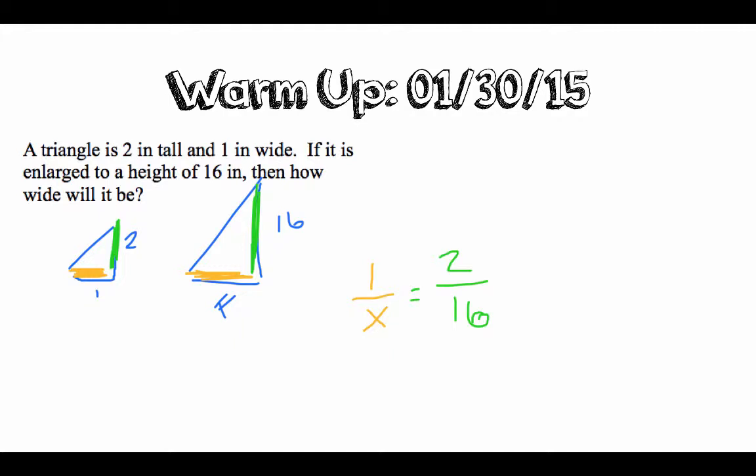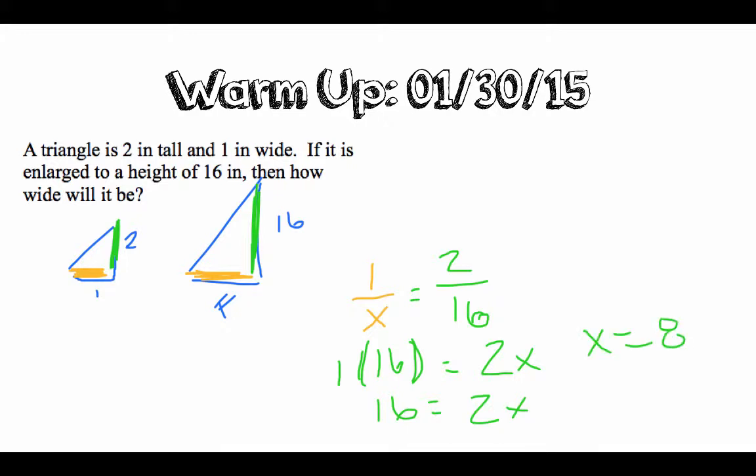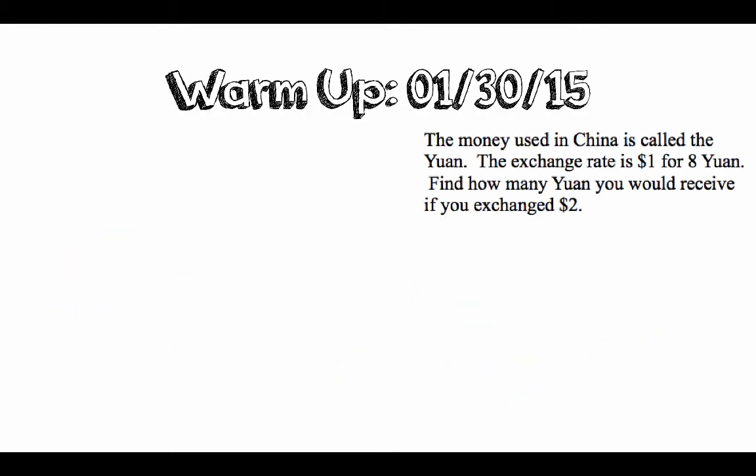All right, cross that over. 1 times 16 equals 2x. 16 equals 2x. We now know that the second triangle will be 8 inches wide. Please notice that I went back and answered that question correctly there.